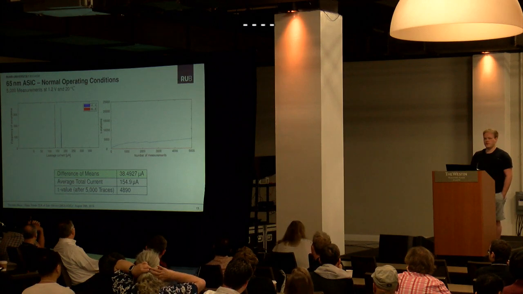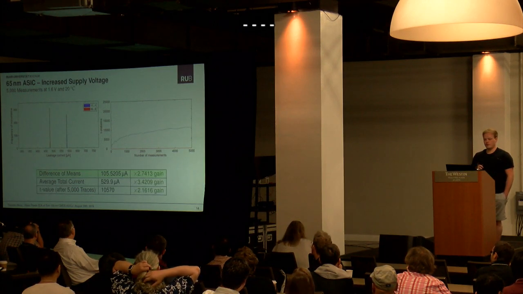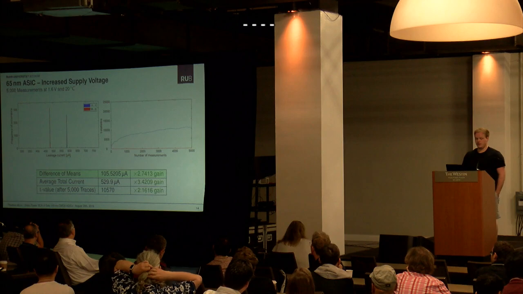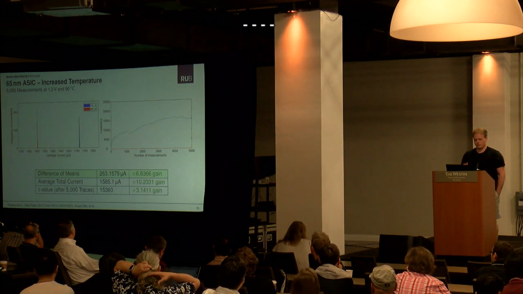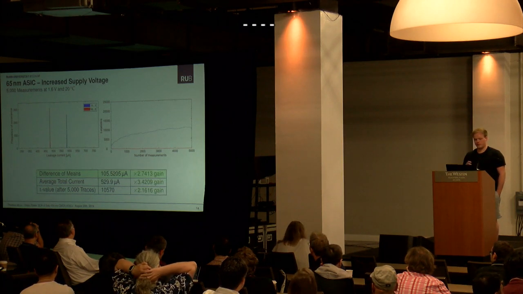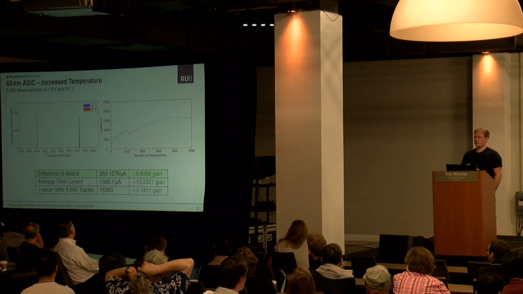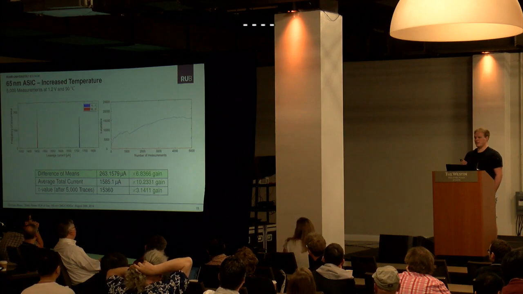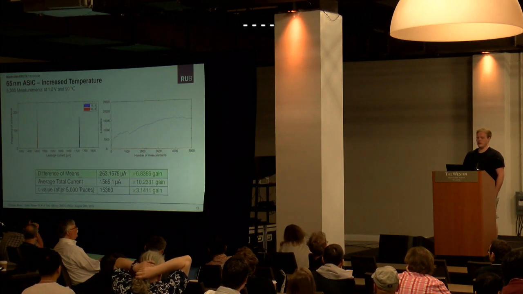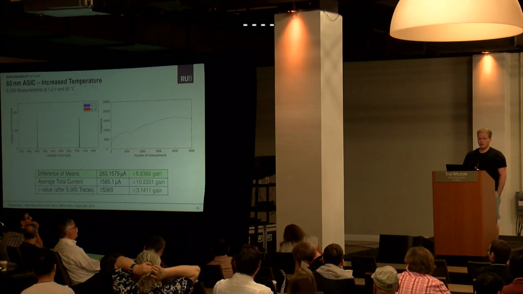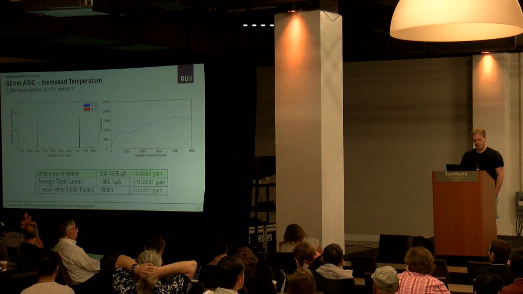And here we do basically the same tricks. So we increase the supply voltage, we get about a 3-fold increase. Now we increase the temperature, so only the temperature, and get already a 7-fold increase. So the temperature has a much higher impact on the 65 nanometer ASIC than it has on the 90 nanometer ASIC, which is an interesting fact, I think.